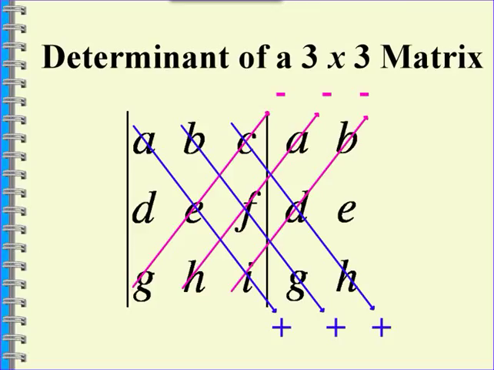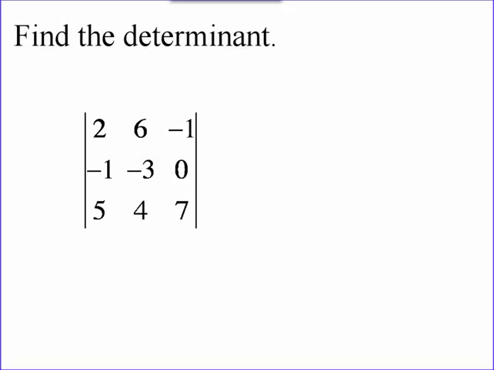All right, so when everybody has that down, we'll go ahead and find the determinant of this matrix: 2, 6, negative 1, negative 1, negative 3, 0, 5, 4, 7. Now I need to find the determinant here, so what's the very first thing I'm going to do? Rewrite the 2. Okay, so I'm going to rewrite the 2.